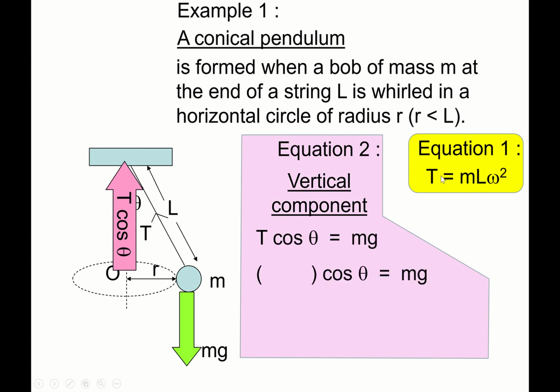So this T from equation 1 can be substituted into equation 2, and we can cancel out m. So we get angular velocity omega equals the square root of g over L cos theta. So this is the angular velocity for the horizontal circular motion in a conical pendulum.